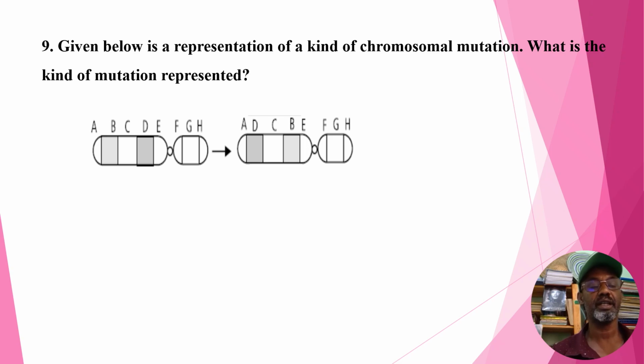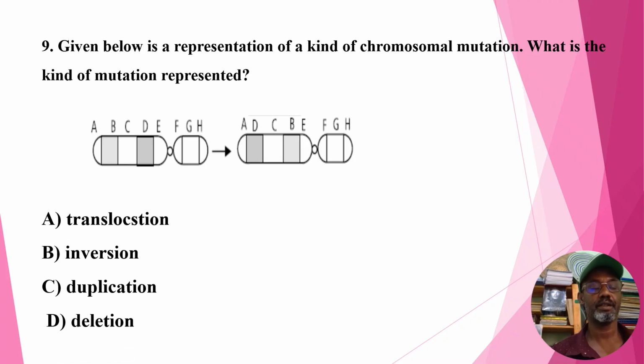And 9. Given this chromosomal aberration, what is the kind of mutation? You can see the arrangement A, B, C, D, E, and then A, D, C, B, E. Therefore, it is inversion. It breaks at 2 points, rotates 180 degrees, and reinserts at that position. Inversion is the answer.